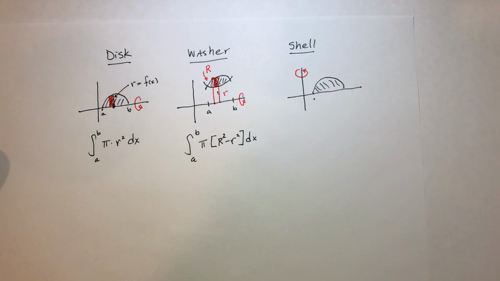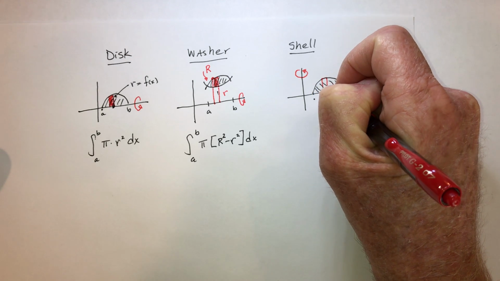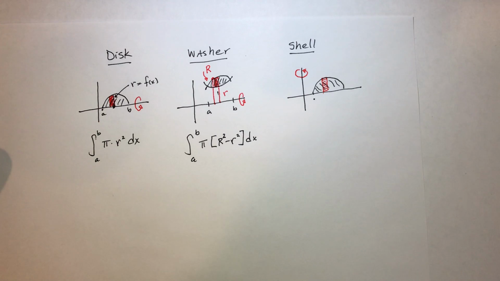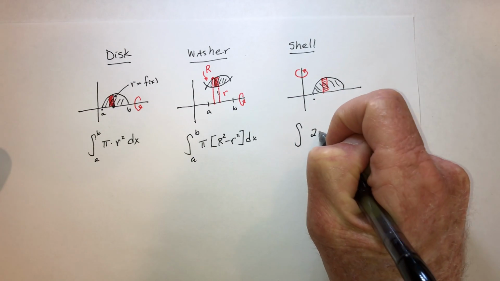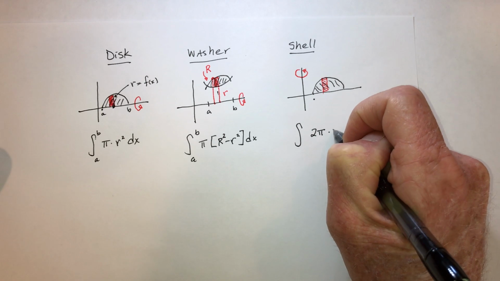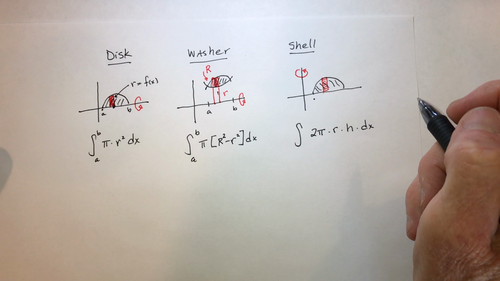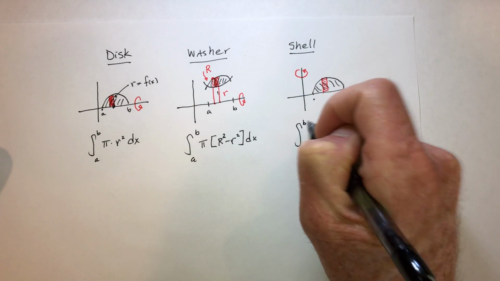So then the representative rectangle in this case is parallel to the axis of rotation. And the general formula is you integrate 2 pi times the radius times the height and then dx. And then x can go from a to b again.